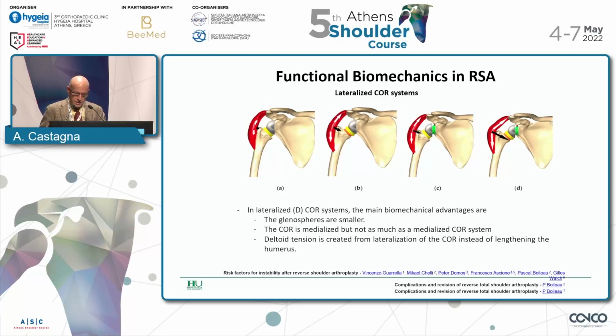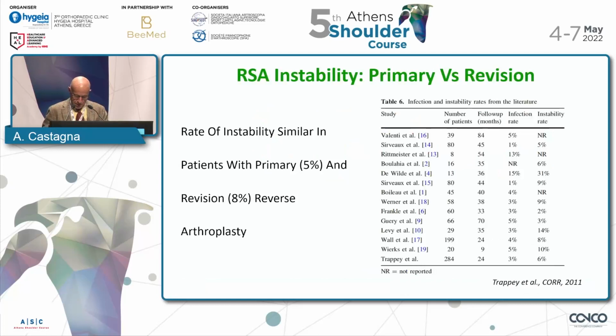When you lateralize the center of rotation system, the glenospheres are usually smaller, the center of rotation is medialized, but not as much as a medialized center of rotation, and deltoid tension is created from the lateralization of the center instead of lengthening the humerus. So the biomechanical principle is changing.